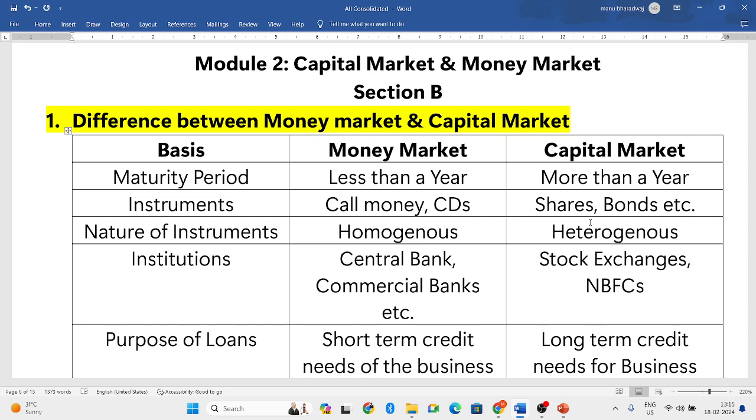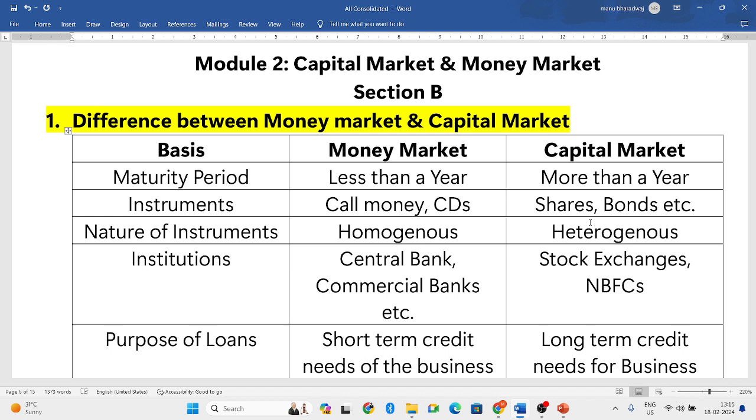Next, nature of the instruments. Money market is homogeneous. Homogeneous means it is equivalent to money. The instruments are equivalent to money. Whereas in capital market it is heterogeneous. Means it is a combination of equity and debt. So this is heterogeneous. It is different. But in money market the instruments are homogeneous because it is money equivalent. Almost it is like money itself.